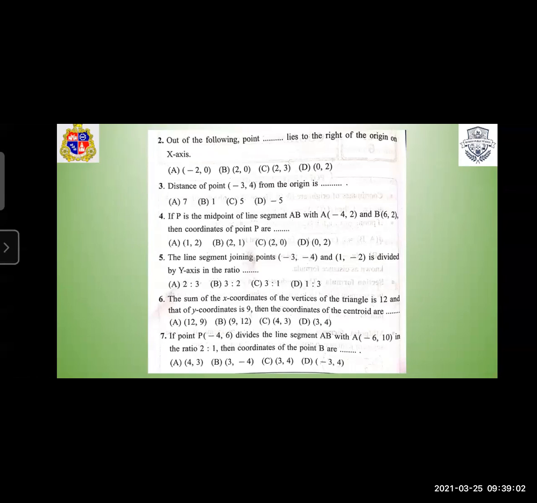If point P divides the line segment AB with A in the ratio 2 is to 1, then the coordinates of point B are. Here point P divides in the ratio, meaning the m and n values are given, and we have to consider point P as x, y and A as minus 6, 10, that is x1, y1. Then apply the section formula and easily find the coordinates of point B.